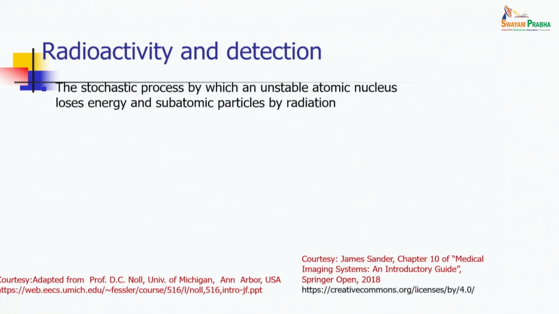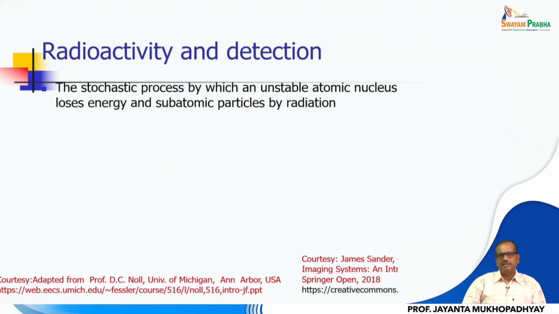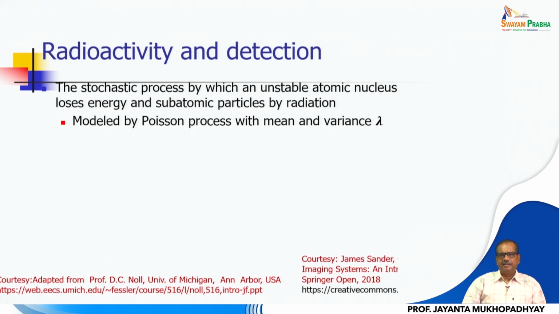So, let us have some ideas about what is meant by radioactivity and how you detect it. First thing, as I said, it is a spontaneous, stochastic process by which an unstable atomic nucleus loses energy, and it radiates subatomic particles. That is the phenomenon of radioactivity, and this process is modeled by a Poisson process, a stochastic process with mean and variance lambda.